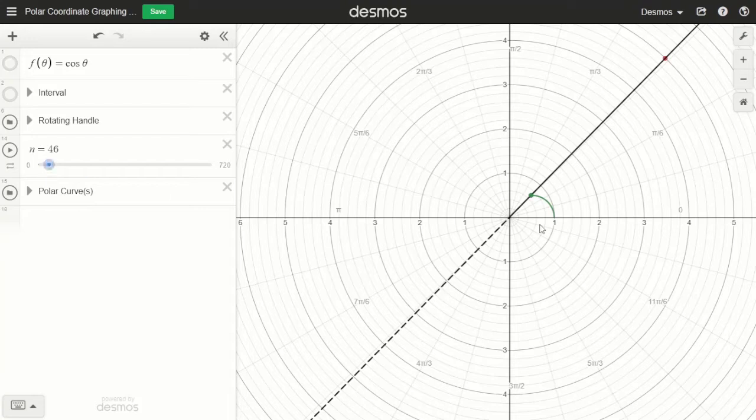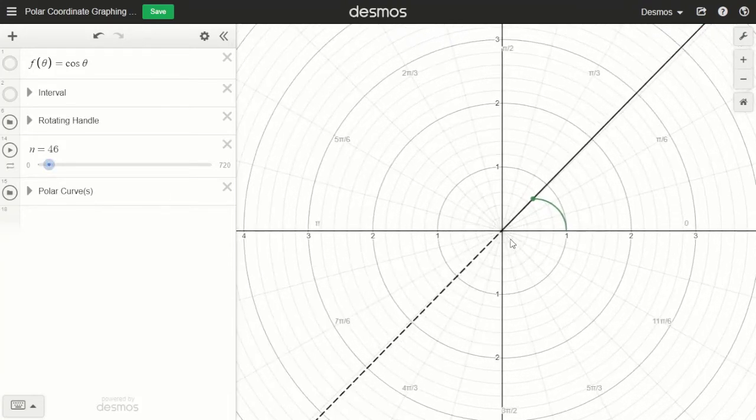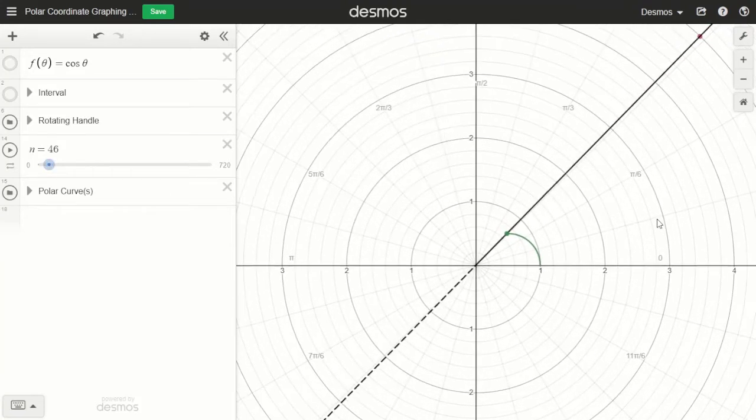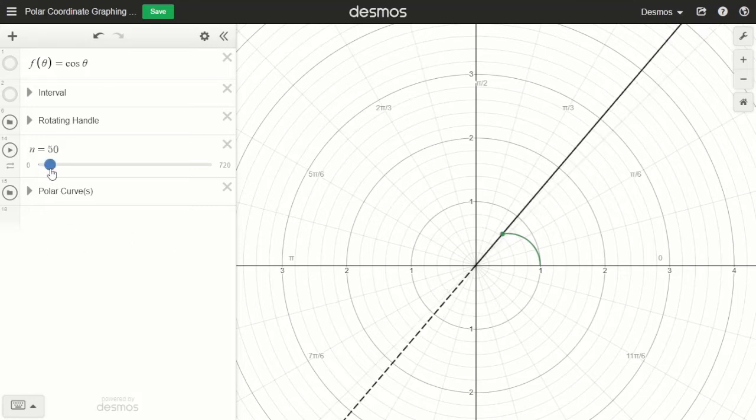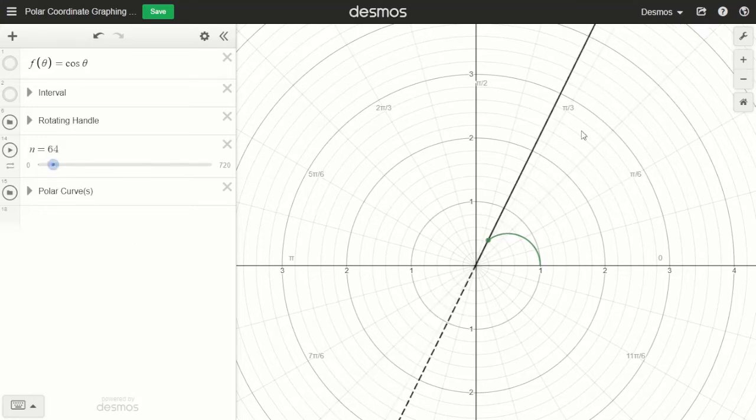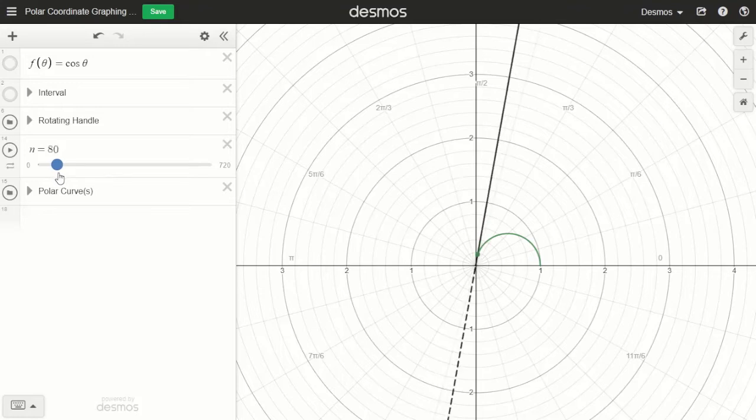So now you can see that as I move along right here, as my angle is opening up, I'm changing this, and that becomes the graph that looks just like the graph in our activity.